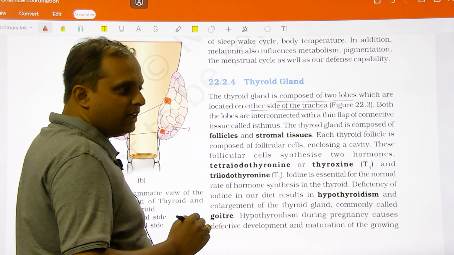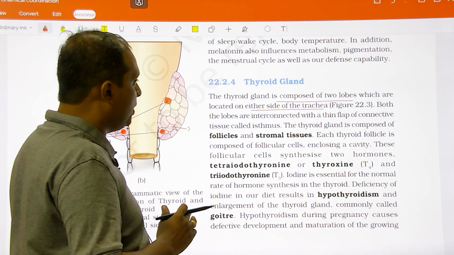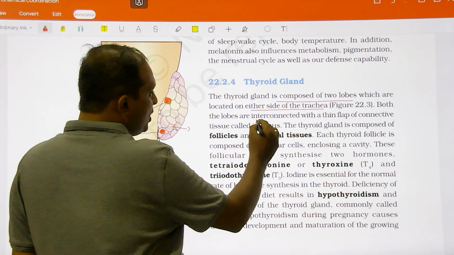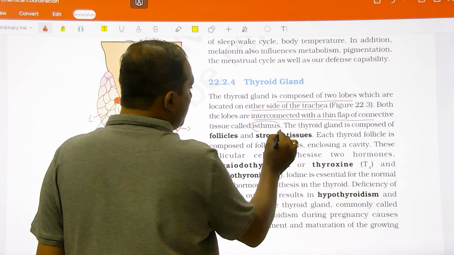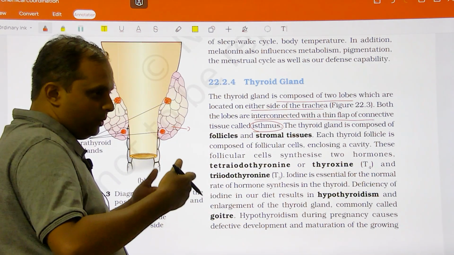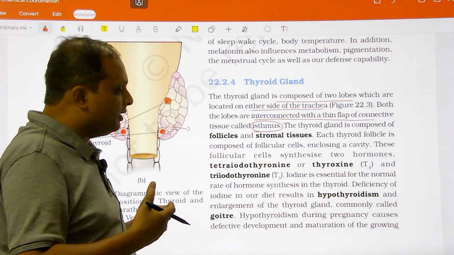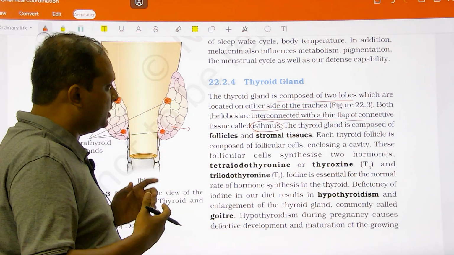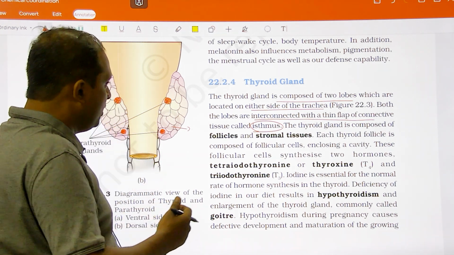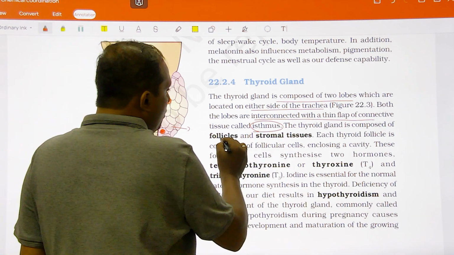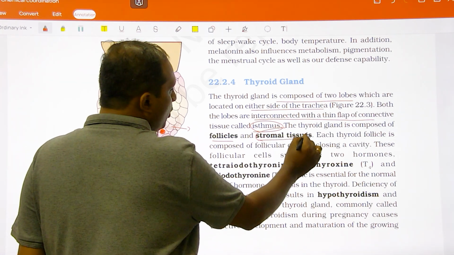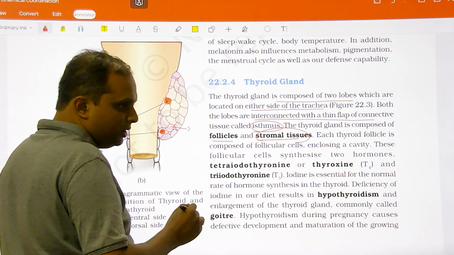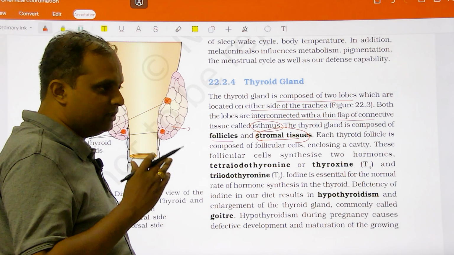In the anatomy, all those things are important, and both the lobes are interconnected with a thin flap of connective tissue called isthmus. See, both the lobes are connected by a thin flap of connective tissue called isthmus, right? Listen, the thyroid gland is composed of follicle and stromal tissue. We are not concerned about the stromal tissue here, but you have to know that thyroid gland is composed of both follicle and stromal tissue, right?